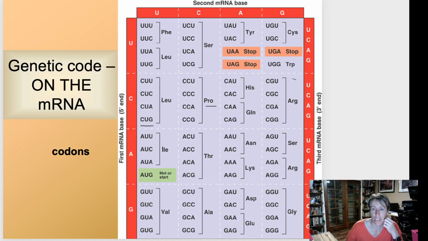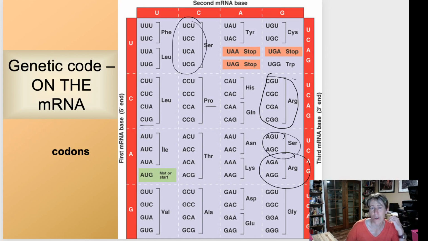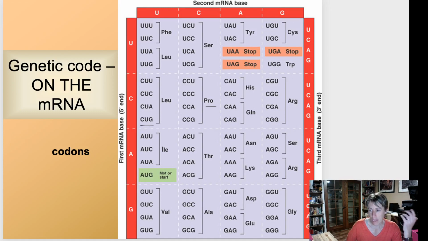Like for example, arginine here. All these are arginine, and these two as well. Has 6. Serine too. These 4 and these 2. So there are multiple amino acids that have many different codons. There are a couple that only have one. AUG, our start codon, there's only one start codon. It's always AUG, and it's always the amino acid methionine.